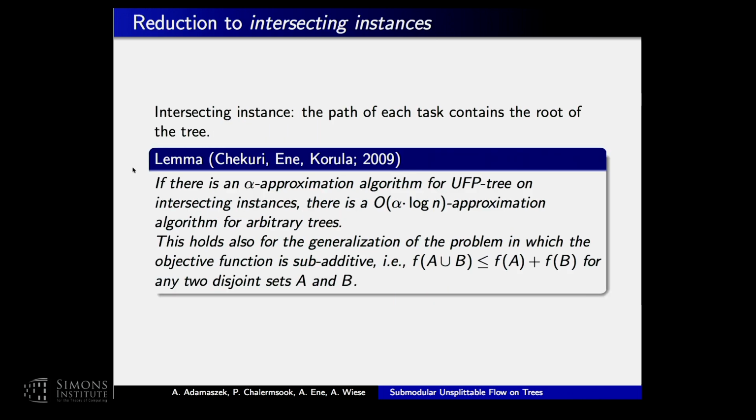OK, so we start with something easy: an intersecting instance. There's the following lemma saying that when we lose a factor of log n in the approximation factor, we can assume that all the tasks are crossing the root of the tree. That is, that we have an intersecting instance. And this holds also when the objective function, that is the profit, is subadditive, not only linear. So it holds also for submodular cost functions.